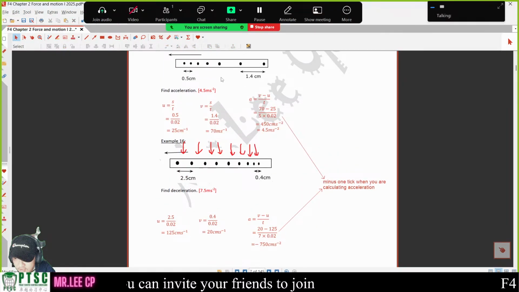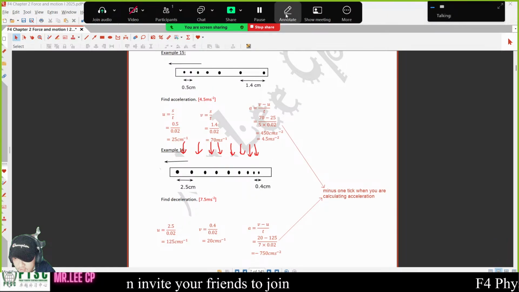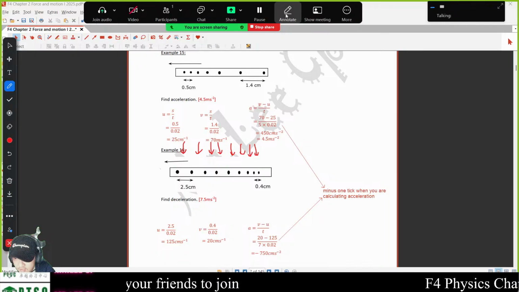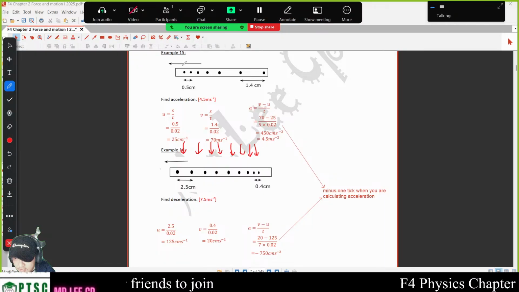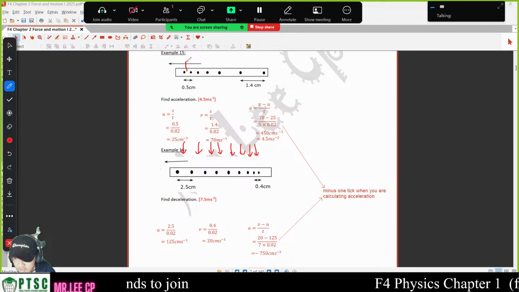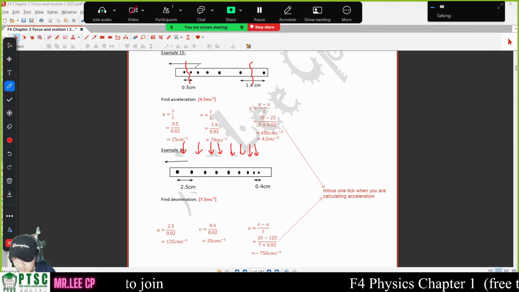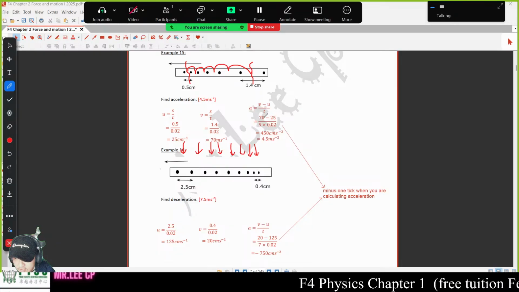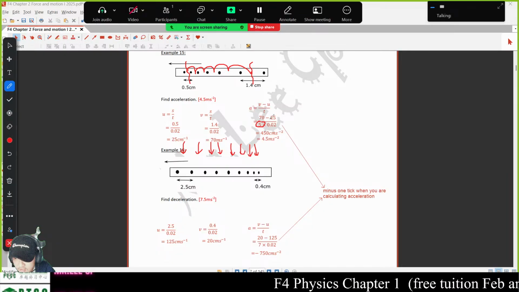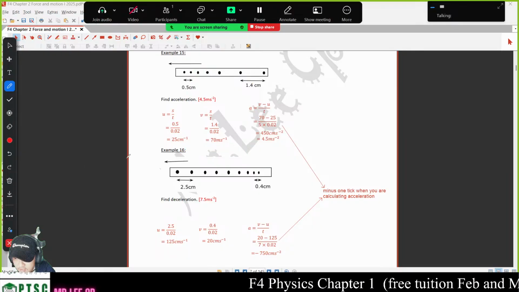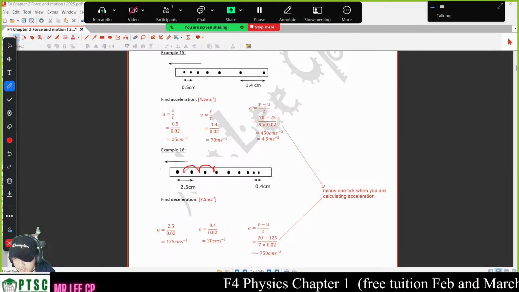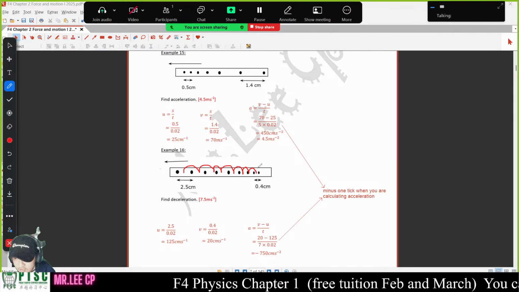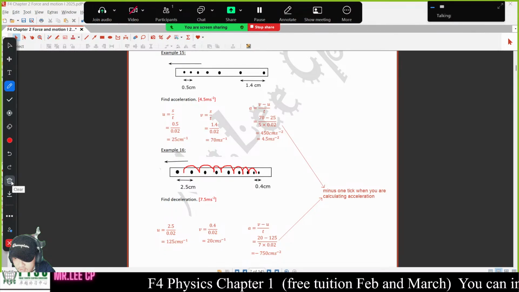Now why? Okay, never mind, let us see why you need to minus 1 tick. The reason is that when you calculate acceleration, they are taking half from here. They are calculating 1, 2, 3, 4, 5. When you calculate acceleration only, they take from the first half, so here 1, 2, 3, 4, 5, 6, 7. But to be easy, we just minus them.